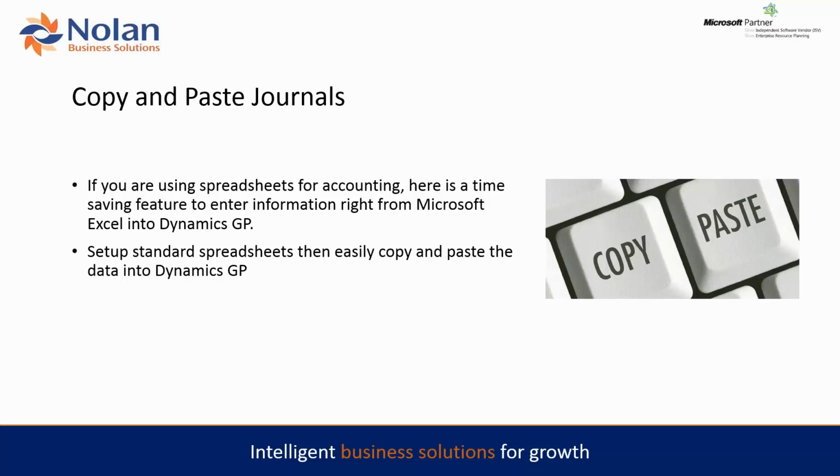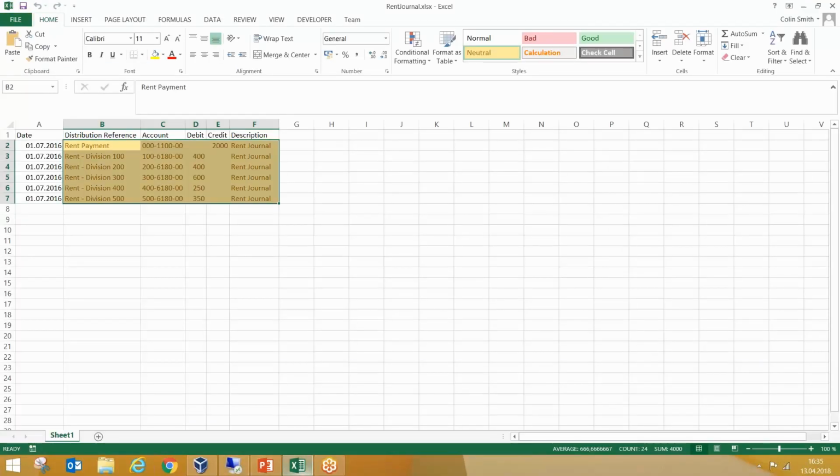Copy and paste journals. This has proved very popular with customers that are now taking up Dynamics GP 2013. So if I go and have a look at how that works, I've set up a spreadsheet here which is for my rent payment. So out of my bank account, I'm going to pay $2,000.